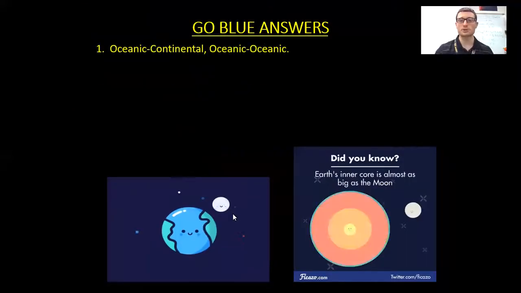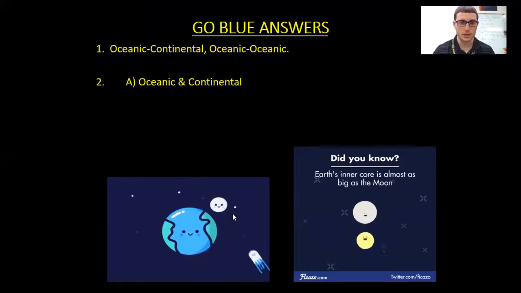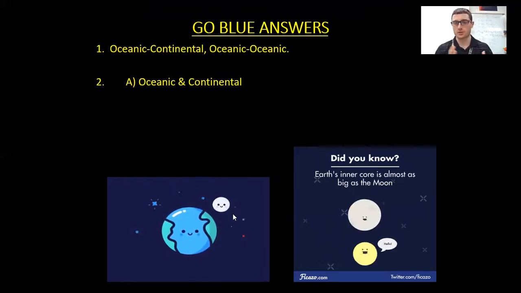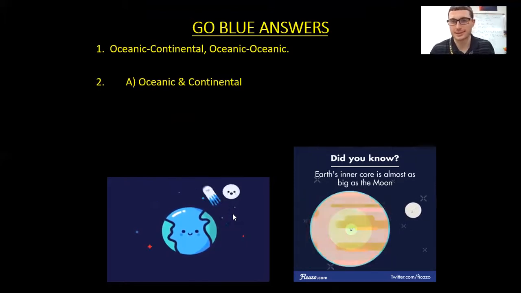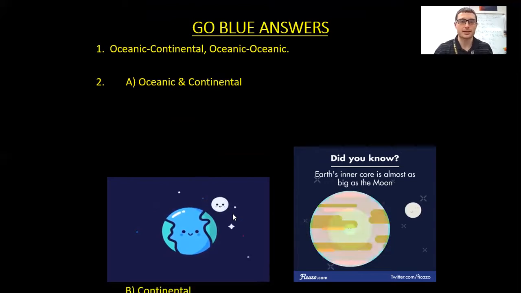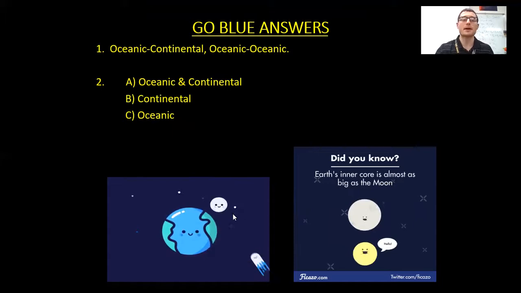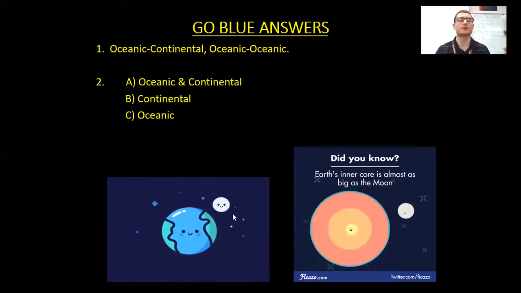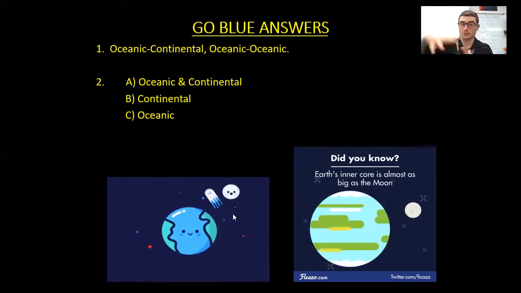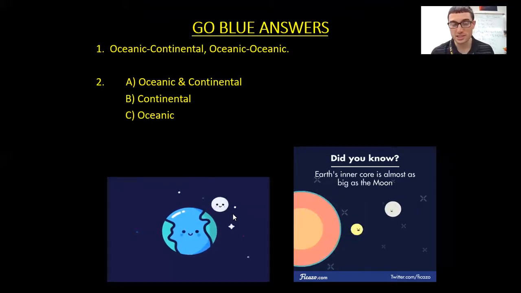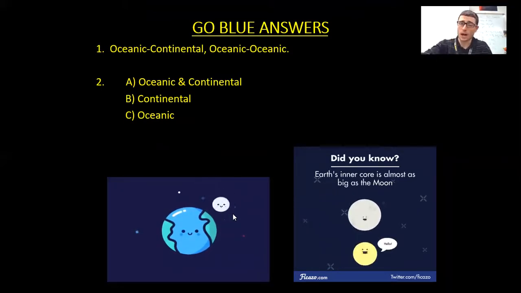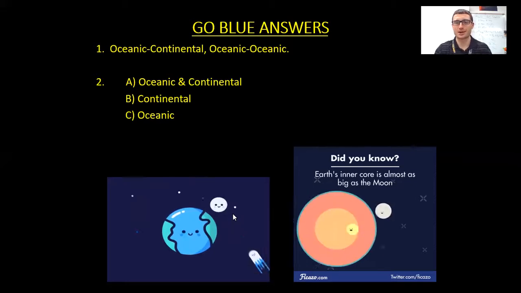So number 2, again, pause if you'd like to, but otherwise we're going to go through it. A, oceanic and continental. B is continental. Continental is going to be thicker; it covers more area. Oceanic, letter C, is more dense. It's more compact. Why? Because it has the ocean sitting on top of it.